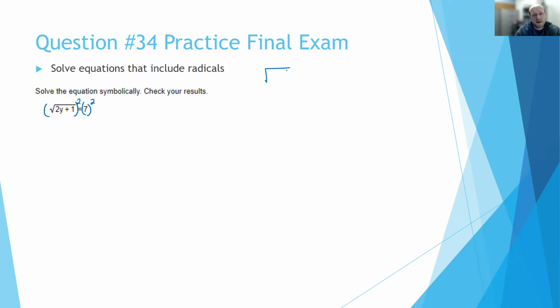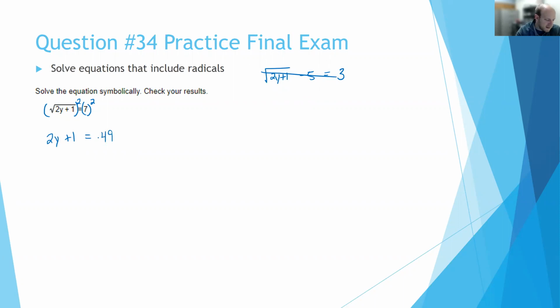So if I had something like the square root of 2y plus 1 minus 5 equals 3, the thing I would have to do first is add the 5 to both sides. Then I could square both sides. Okay, so let's do that. Let's square this. Now, when I square a square root, what happens? I'm just left with what's inside of the radical. So 2y plus 1. And this 7 squared is 49.